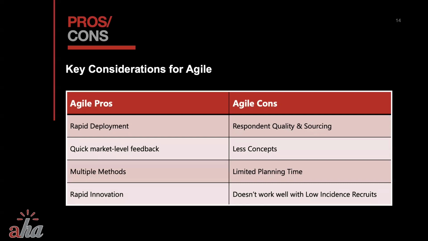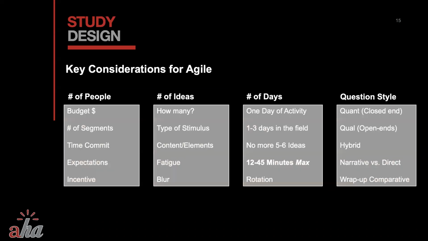The other thing is, agile is not really great with low incidence recruits, because the thinner the pool of people that you're seeking is, the more difficult it is to find them. So that can take multiple days. Doesn't mean you can't be agile. You just may not be as quick as with a Gen Pop type simple recruit.